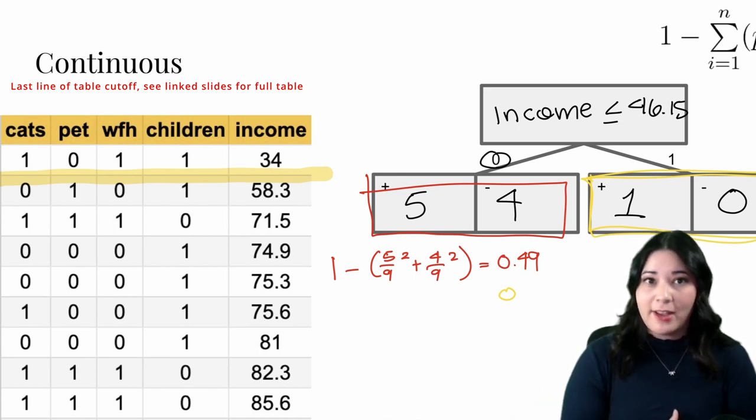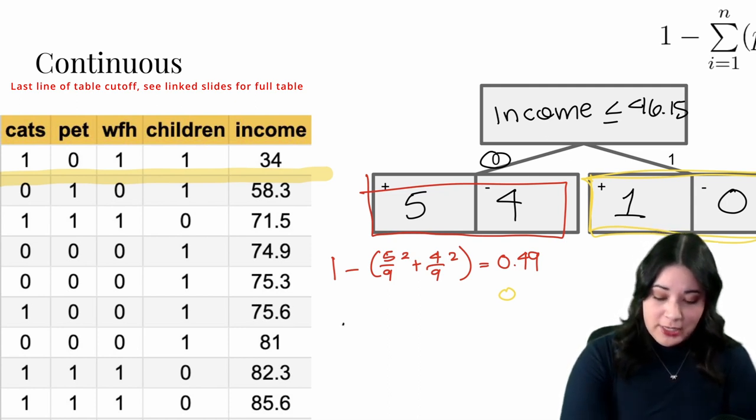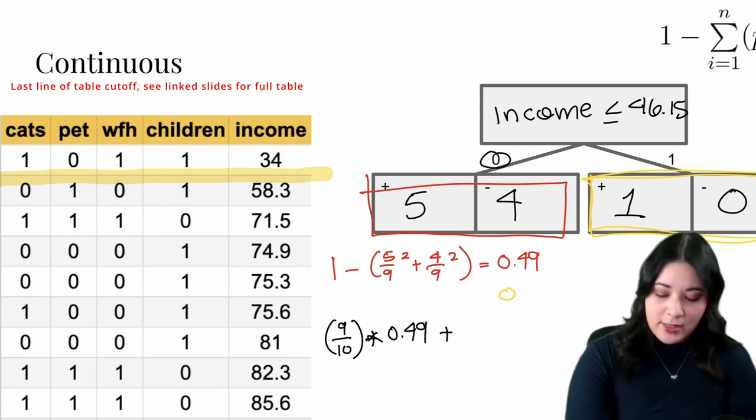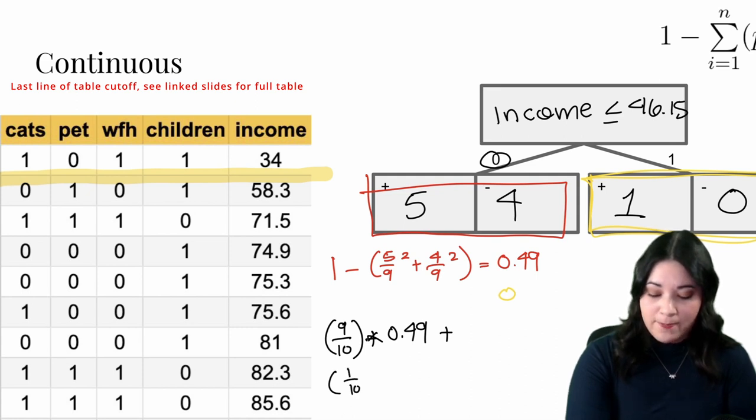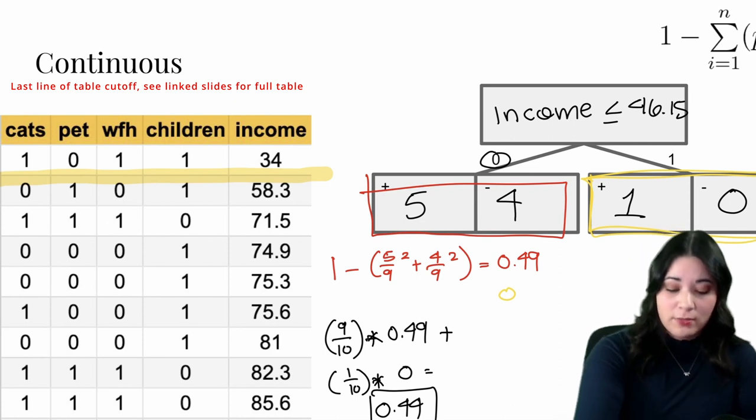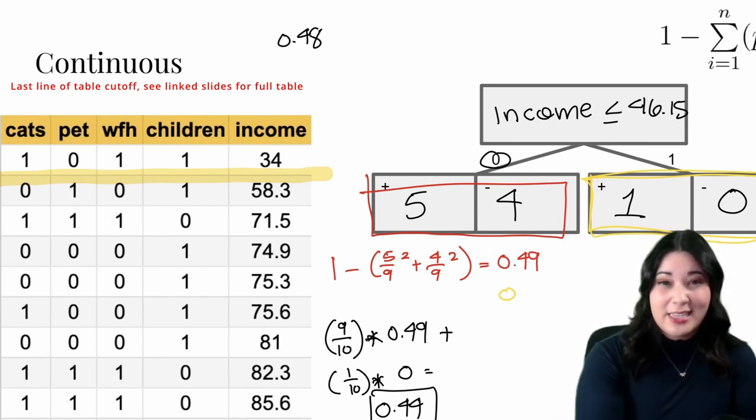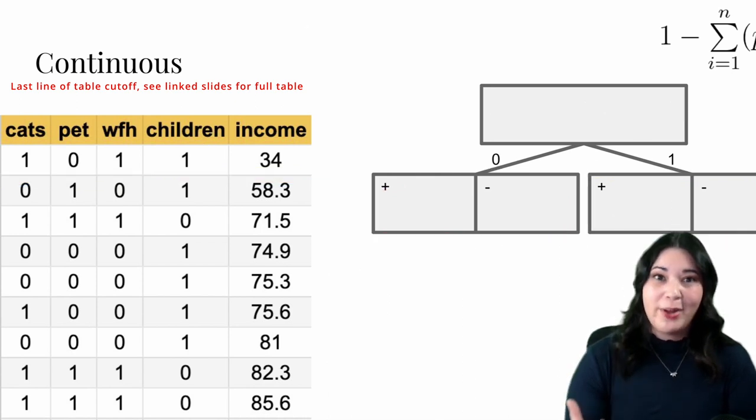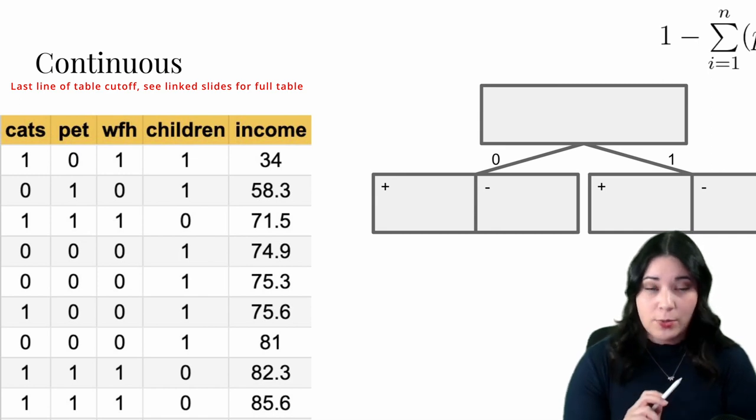Now most of the data is on one side, so it's going to have a lot more of an influence on the overall impurity of the split. To calculate this, we're going to say the proportion of data points in the first node, which is 9 out of 10, times the impurity for that node, which is 0.49, plus the proportion of data points in the other node, or 1 over 10, times the impurity for that node, which is 0. All in all, this gets us an overall impurity of 0.44 for the entire split. Now again, our original impurity started at 0.48, so this is an improvement, but it's not enough of an improvement to make this split a better choice than the ones that we had before when we split on pet, work from home, or children. But we're not done, because that was not the only possible threshold we could use.